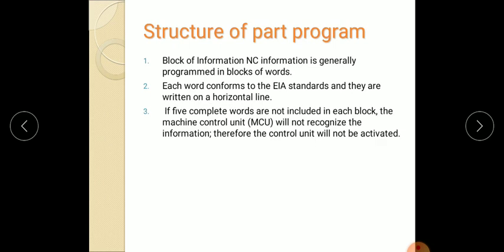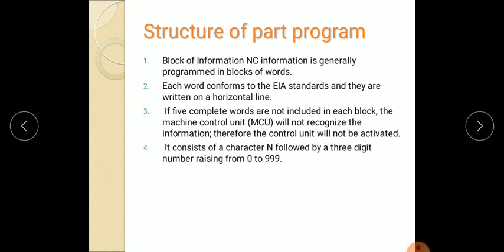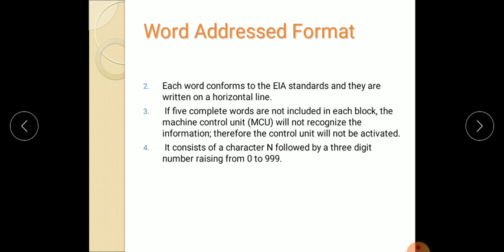If 5 complete words are not included in each block, the machine control unit will not recognize the information. Therefore, the control unit will not be activated. Normally there will be 5 blocks in which the different coding is written. If any one block is missing within a certain code, the machine control unit doesn't recognize the command. Next, it consists of the character N followed by a 3-digit number ranging from 0 to 999.